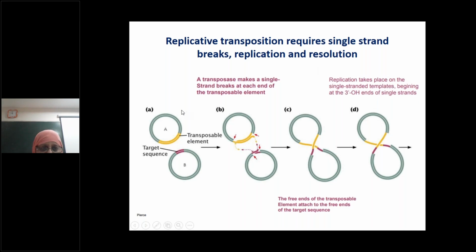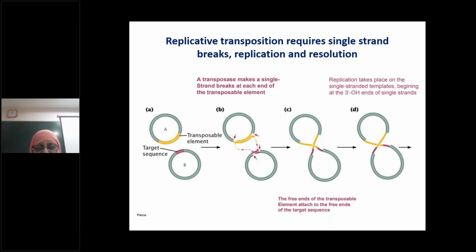So here you can see this is a transposable element, and this is the target sequence. This one in the purple is the target sequence. Now, a transposase is an enzyme which will bind with a transposable element. It makes single-stranded breaks at each end of the transposable element. Here, you can see it is making single-stranded breaks.